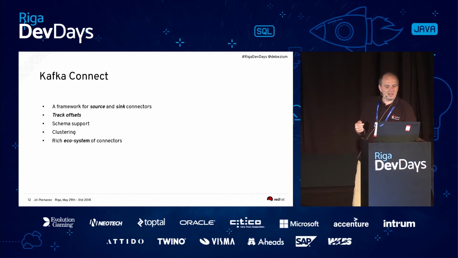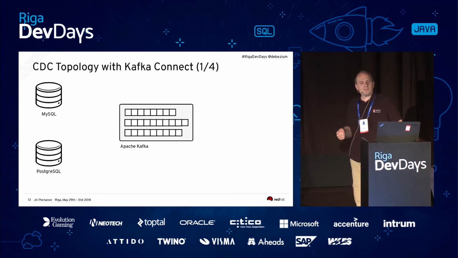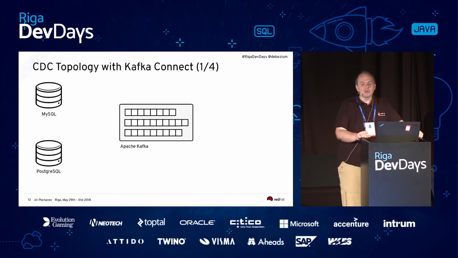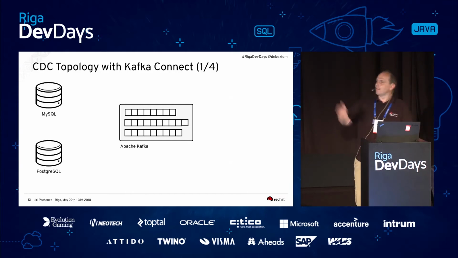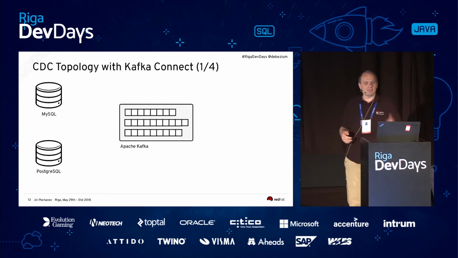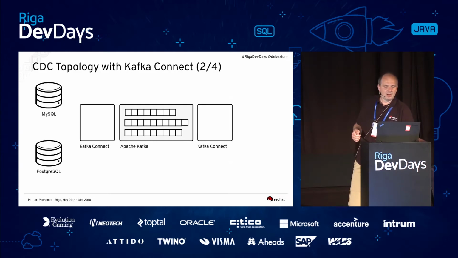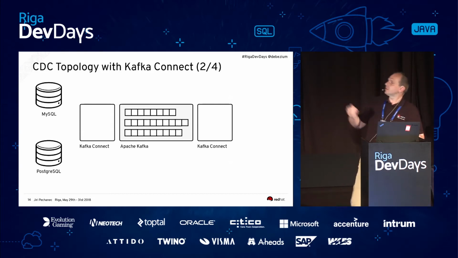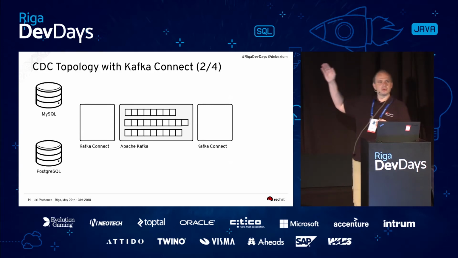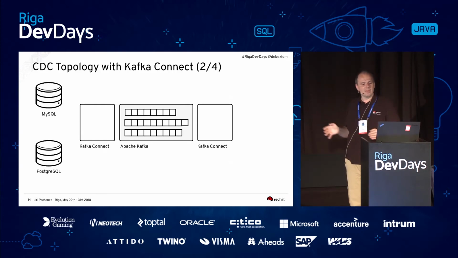Also, I've already mentioned clustering, and last but not least, Kafka Connect is already, I would say, quite popular, and there is a huge ecosystem of connectors already available. So, how does a change data capture topology look with Kafka Connect? On the first slide, we have Kafka and two data sources, MySQL and Postgres. We need Kafka Connect on the input to get the data into Kafka, and a Connect instance on the output to get the data out to the systems that consume it.